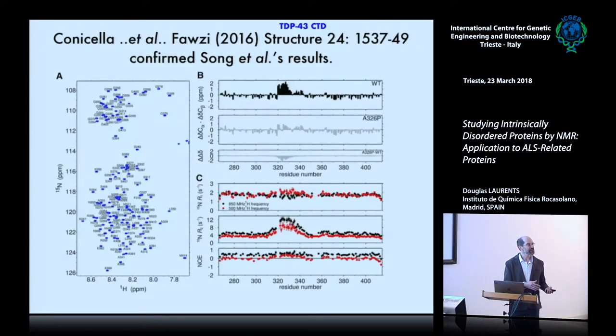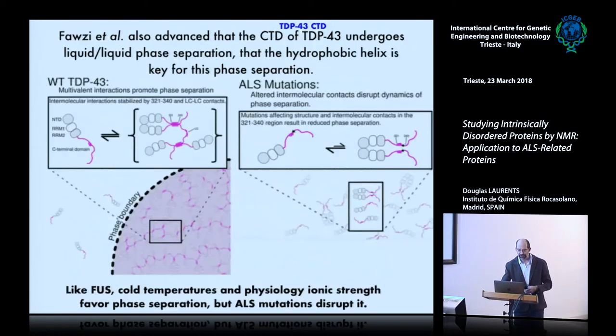These results, which were originally obtained in Singapore, were then confirmed in Brown University by Fauzi and co-workers. So they also assigned the C-terminal domain, and they found this evidence of alpha helix. They found evidence for rigidness. And they also took another step forward, because they showed that this C-terminal region can undergo liquid-liquid phase separation, like we saw for the case of Fuchs TLS. And it's this alpha helix that's most important for driving forward the process of the liquid-liquid phase separation.